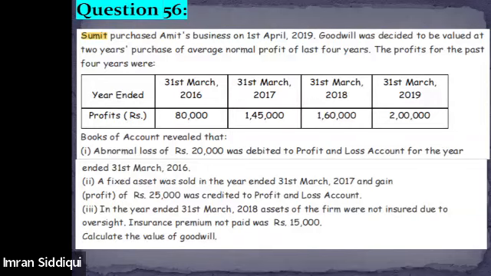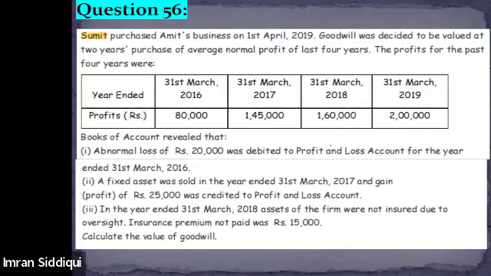The question is telling us that Sumit purchased Amit's business on 1st of April 2019. Goodwill was decided to be valued at 2 years purchase of average normal profit of the last 4 years. The profit for the past 4 years is given as: in the year 2016 it was 80,000, then 1,45,000, then 1,60,000, then 2 lakh. The question tells us that there is an abnormal loss of 20,000 which was debited to the profit and loss account for the year ended 31st of March 2016. A fixed asset was sold in the year ended 31st of March 2017, and a profit of 25,000 was credited to the profit and loss account. In the year ended 31st of March 2018, assets of the firm were not insured due to oversight. Insurance premium not paid was 15,000. Calculate the goodwill of the firm.